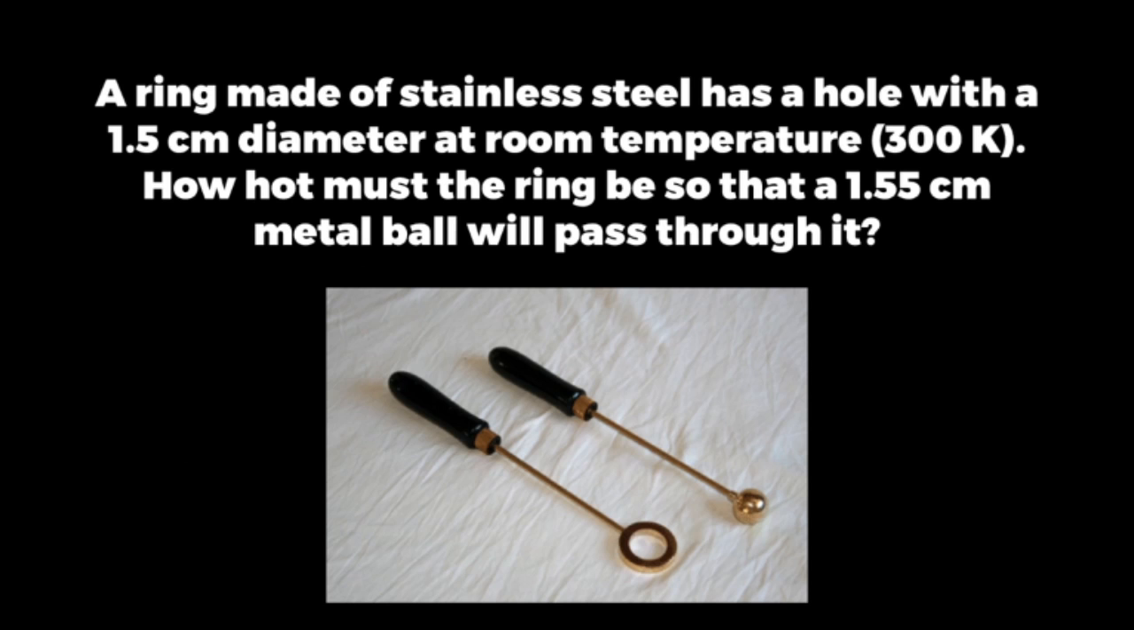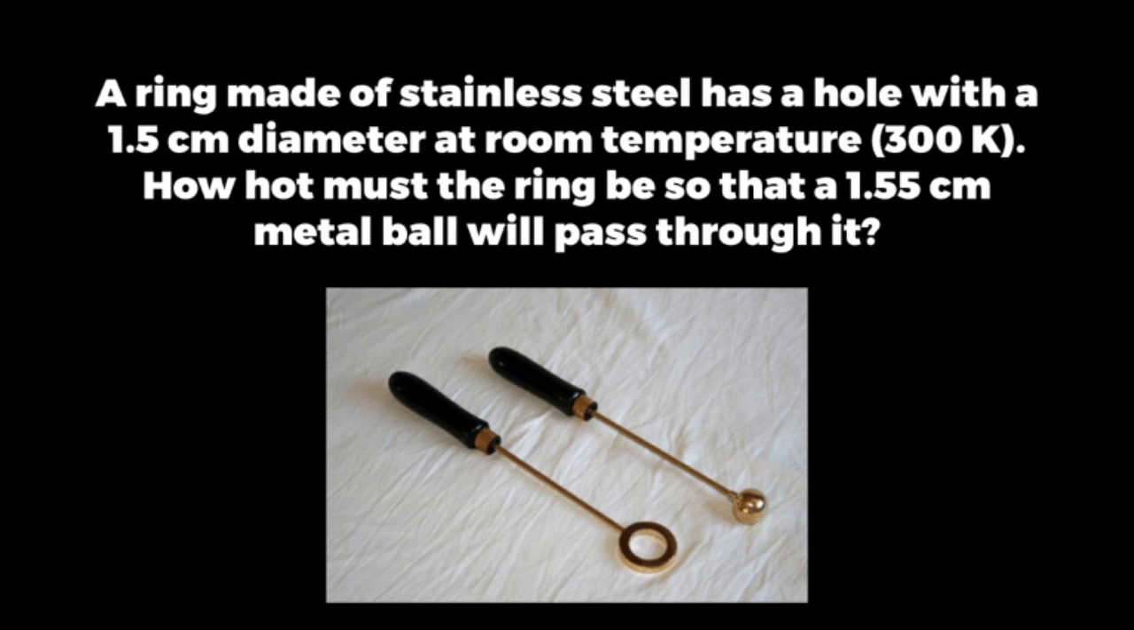Oftentimes when a teacher wants to explain thermal expansion to students, they'll use a setup with a ball and a metal ring. They'll try to pass the ball through the ring, but it won't work because the ring is too small. Then they'll heat up the ring and try to pass the ball through again, and this time it'll work because the ring has expanded. Suppose a ring made of stainless steel has a hole with a 1.5 centimeter diameter at room temperature, or 300 Kelvin. How hot must the ring be so that a 1.55 centimeter metal ball will pass through it?